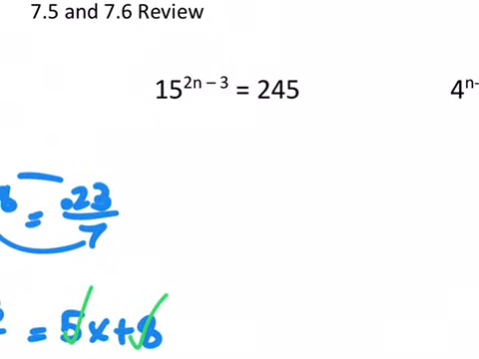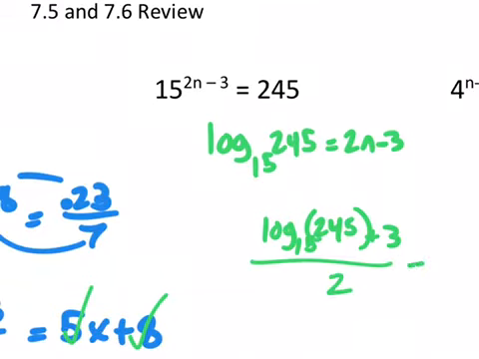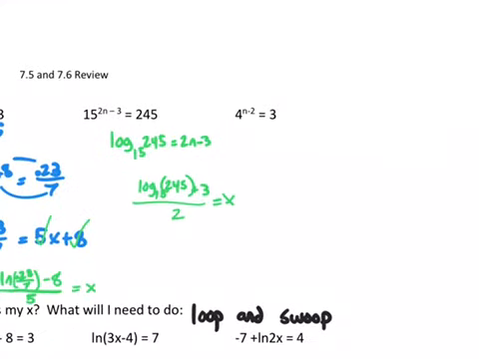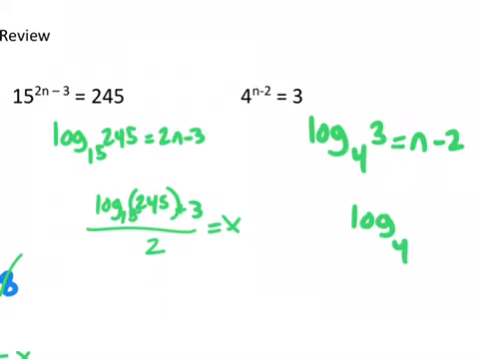Alright, this one here is ready for drop, log, and roll. So I've got log base 15 of 245 is equal to 2n minus 3. We would then take that log answer, add the 3 to both sides, and then we would also divide by that 2 to get that x. The final one is ready for drop, log, and roll already. It's equal to n minus 2. Add the 2 to both sides, and there's your answer.